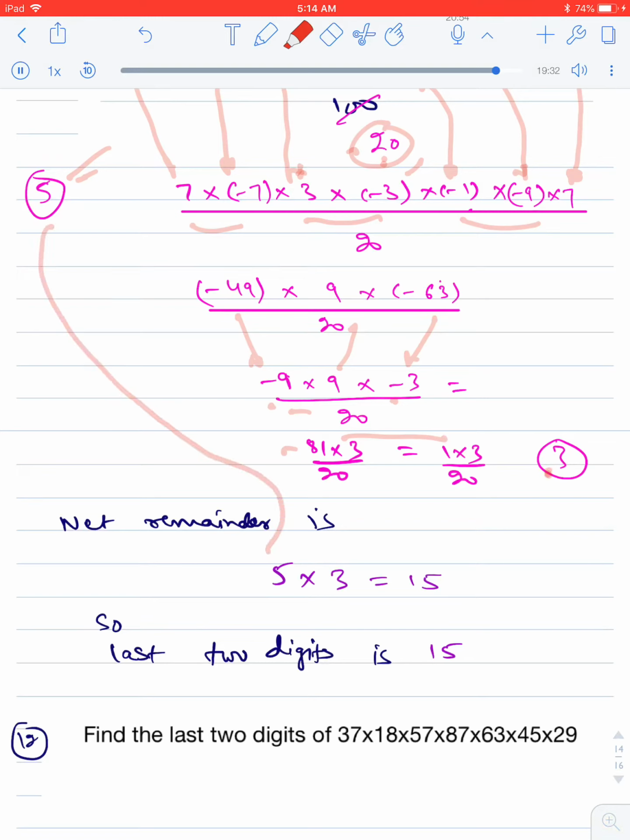But the net remainder is 5, which we got in the initial stage. So 5 into 3, we get the net answer is 15. You can check this by calculator, then you will feel amazed.